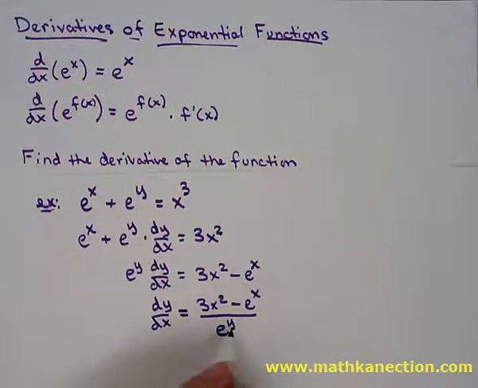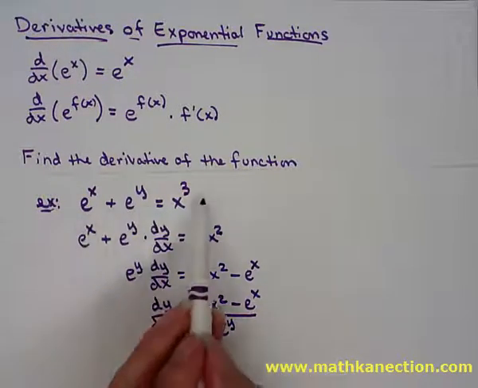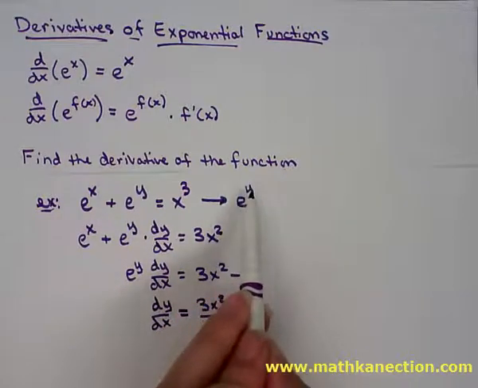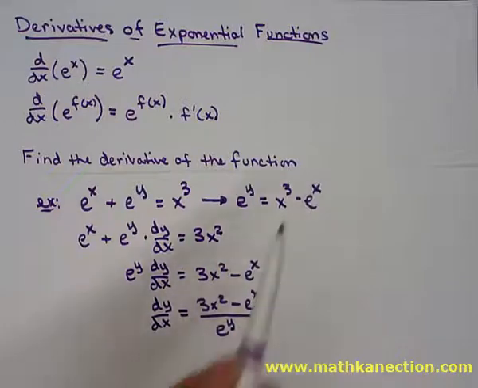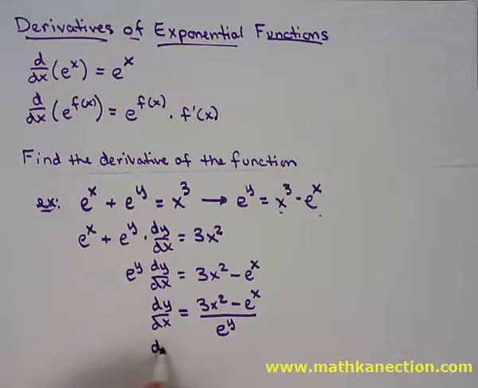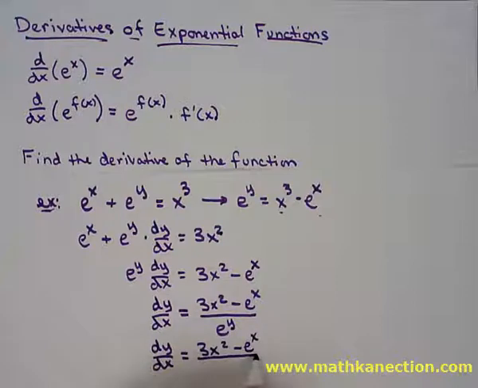Going back to the original function, notice that if we solve for e to the y, we'll get x cubed minus e to the x. So we can replace our derivative to write dy dx is equal to 3x squared minus e to the x all over x cubed minus e to the x.